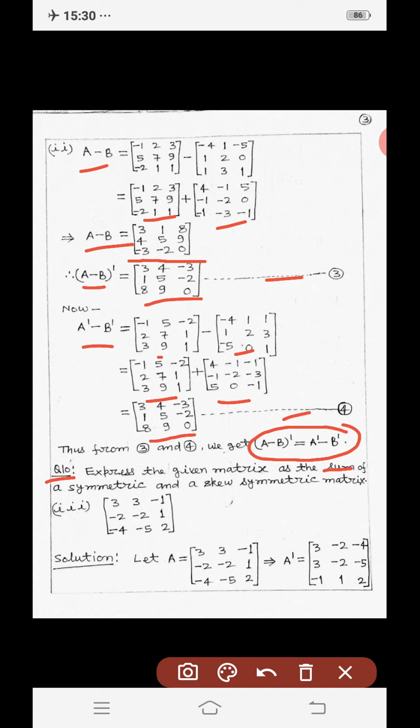To find the solution, let A equal to [3, 3, minus 1; minus 2, minus 2, 1; minus 4, minus 5, 2]. So A transpose equal to, interchanging rows and columns, we get [3, minus 2, minus 4; 3, minus 2, minus 5; minus 1, 1, 2].